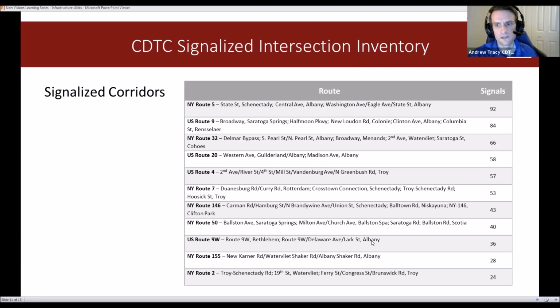And here are the region's top signalized corridors. As I mentioned, in first place, the Route 5 corridor, State Street in Schenectady, Central Ave, all the way through Albany with 92 signals. Route 9 is next with 84. New York State Route 32 has 66, and so on. But these handful of 11 signalized corridors, as I mentioned, they contain slightly over half of the region's signals.